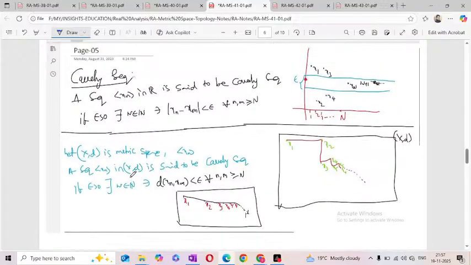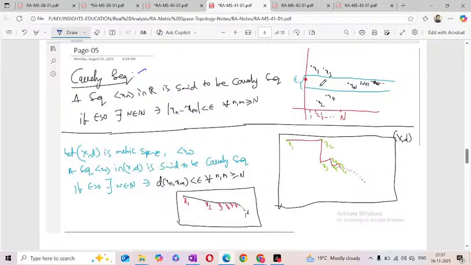So next, one more concept here. Same as in real analysis. In real analysis, what is the definition of the Cauchy sequence? The Cauchy sequence definition is: for every epsilon greater than 0, there exists a natural number N such that mod of xn minus xm is less than epsilon for all n and m greater than N. Same as the previous one.